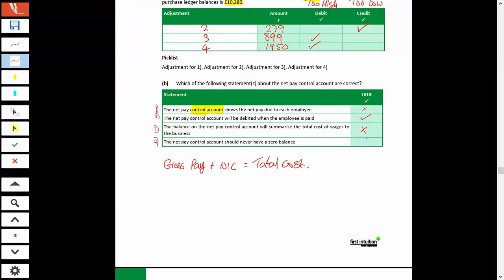Of course, that is something that gets recorded in the P&L. So a bit of a tricky question, that one, to be completely honest with you. A bit of a curveball. Like I said, it's something that has come up more predominantly in level 2, but it is about those reconciliations.